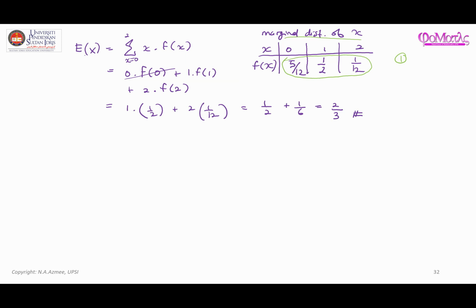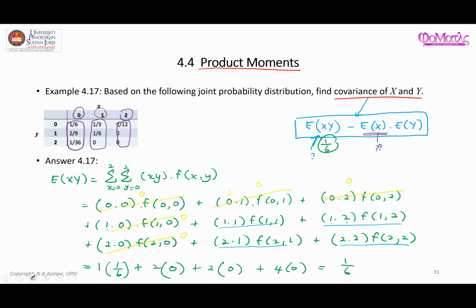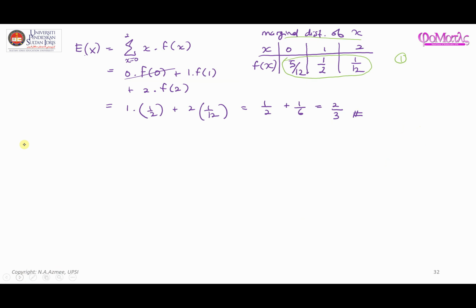Now we're going to move on to finding this one. So E[X] is 2 over 3. What is the expected value of y? We're going to follow the same idea, which is to find the marginal distribution of y. The formula to find the expected value of y is the sum from y equals 0 until 2 of y times f(y). Here is the marginal distribution of y.